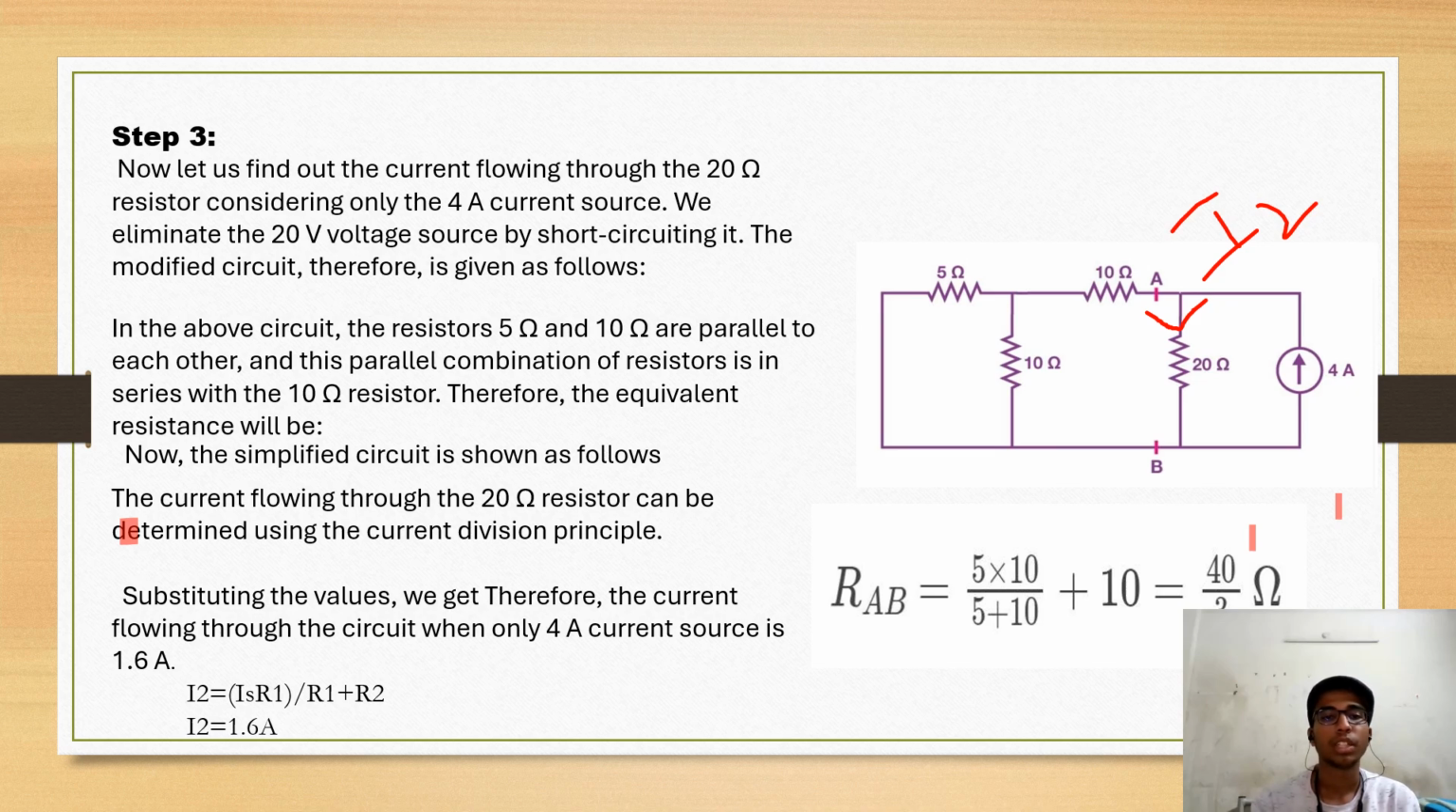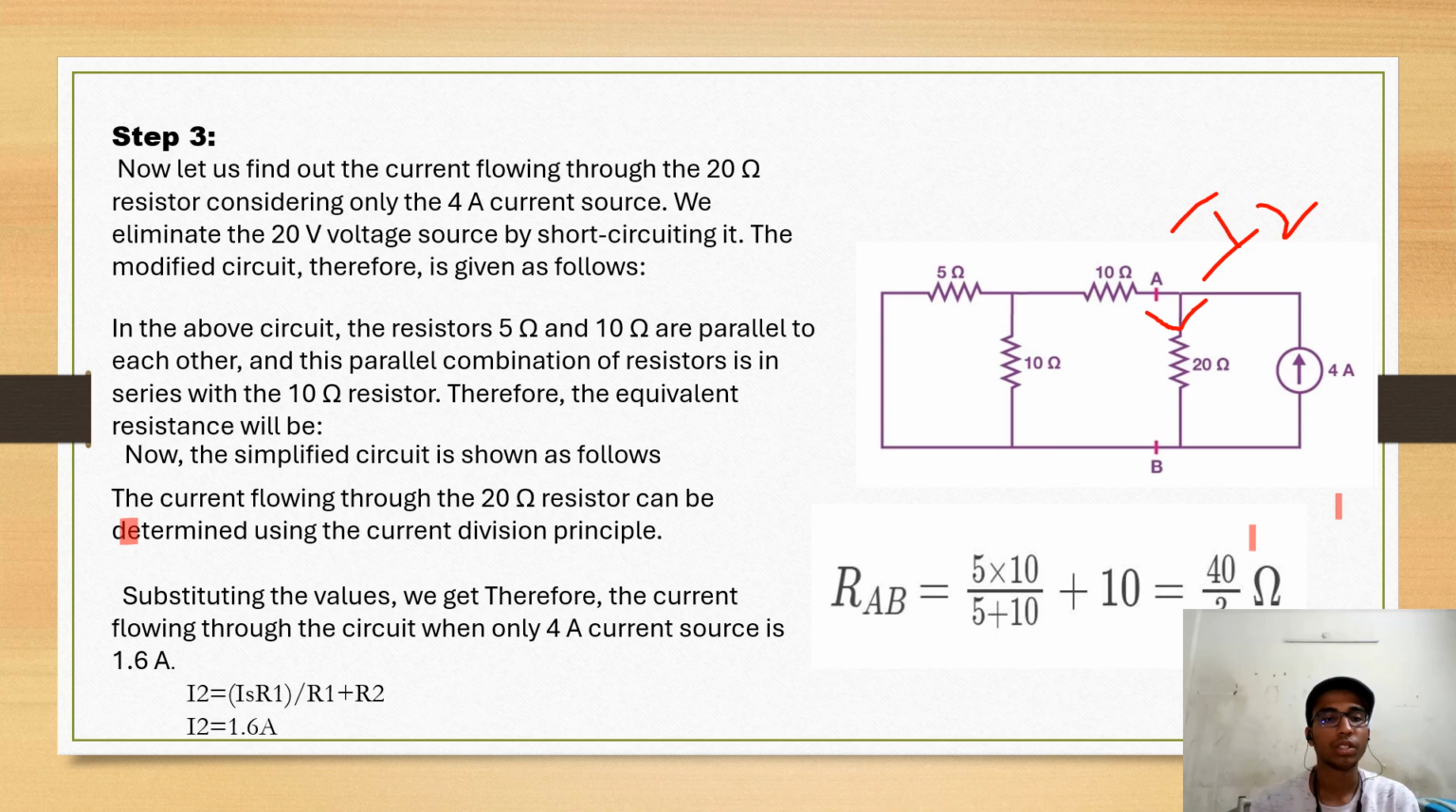In the above circuit, the resistors 5 ohms and 10 ohms are parallel to each other, and this parallel combination of resistors is in series with the 10 ohm resistor. Therefore, the equivalent resistance RAB is equal to 5 into 10 by 5 plus 10, plus 10. That is equal to 40 by 3 ohms. Now, the simplified circuit is shown as follows.